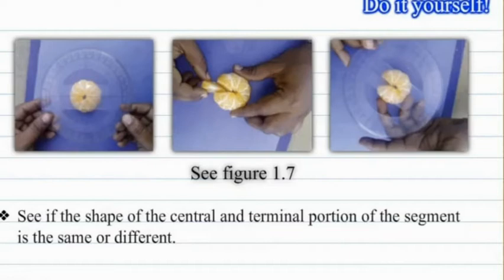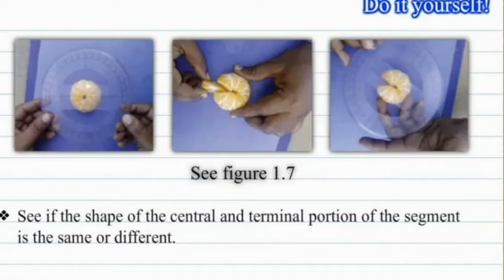Students, take one orange and peel off its skin. You will see the segments inside, with vertical lines on them. Carefully take out one segment, observe the segment and the gap it has left in the orange. See in the figure 1.7 shown in the book.